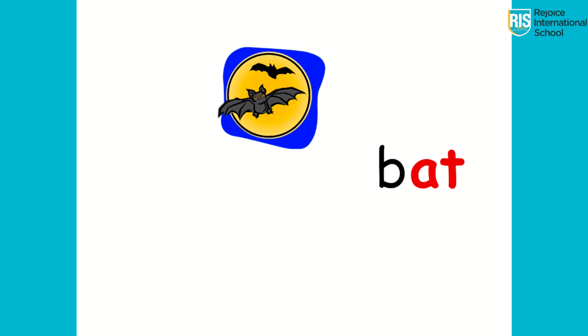What is a bat? Who knows? It's a flying mammal. It sleeps during the day and it sleeps upside down and it stays awake at night. Correct? Very good. Now let's see what letter is coming up next.